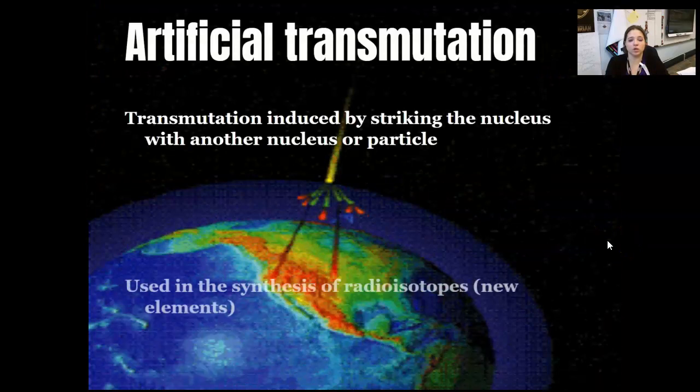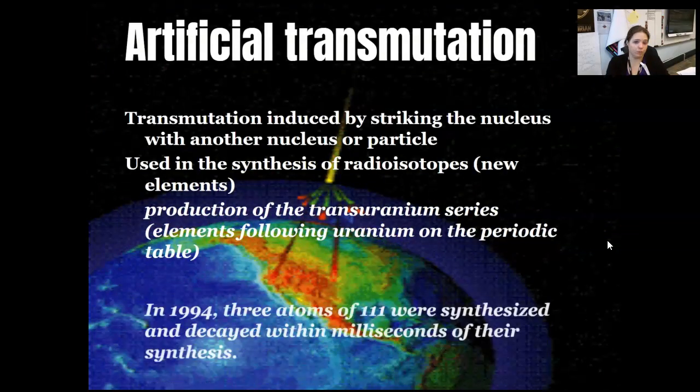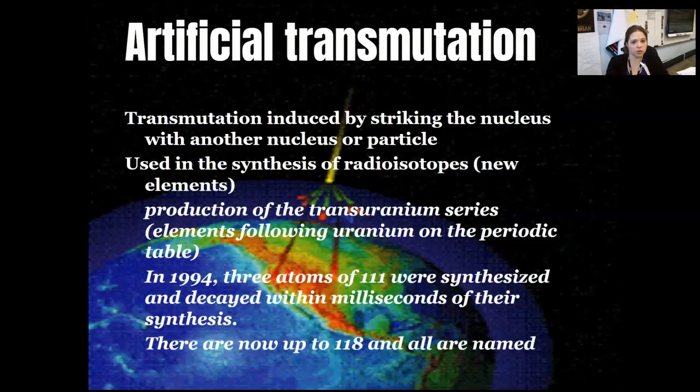Okay, so now we're going to start talking about artificial transmutation. We were looking at natural ones, now we're looking at artificial. Transmutation, remember, is when you're switching from one element to another by some decay method or emission. Transmutation is induced by striking the nucleus with another nucleus or a particle. This is used in the synthesis of radioisotopes, making new elements.